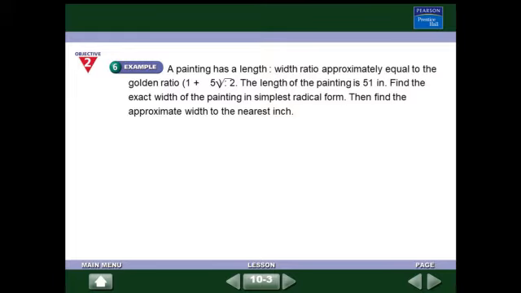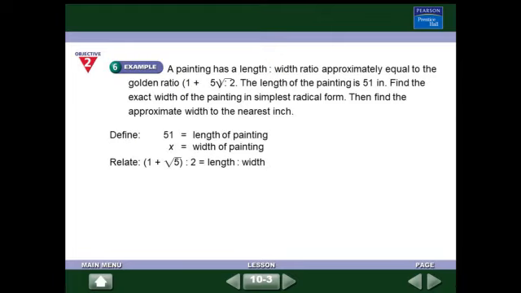When we say golden rectangles, or the golden ratio that we have here, it is always in this form. 1 plus the square root of 5 is to 2. That is the ratio of the length to the width in a golden rectangle. So how are we going to solve this one? First, we're going to define 51, that is the length of the painting already, and let x be the width of the painting.